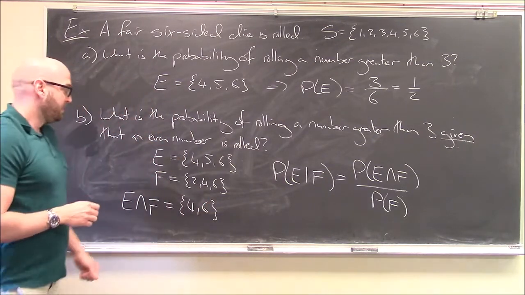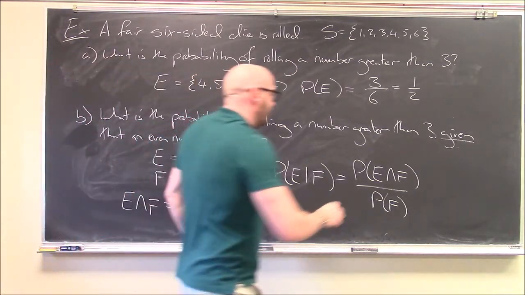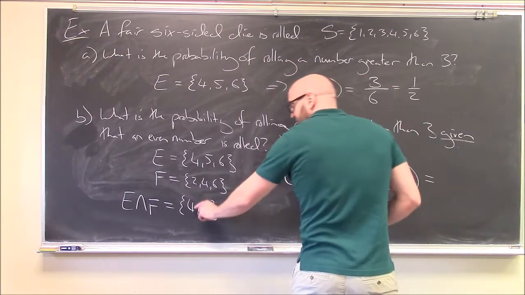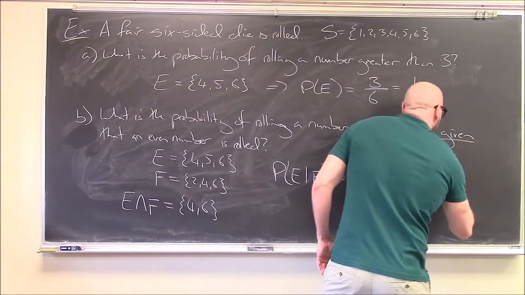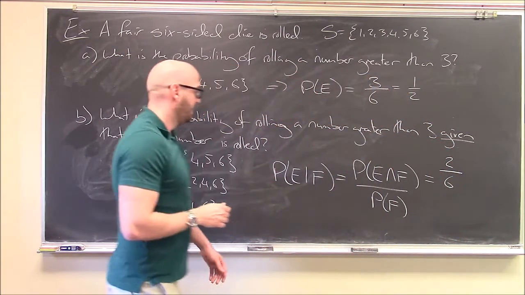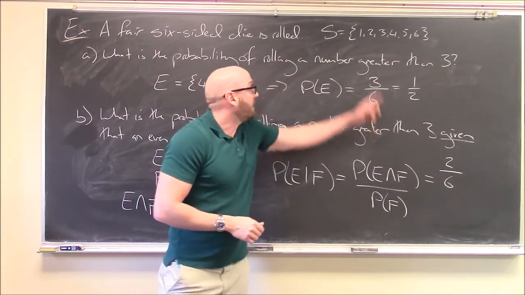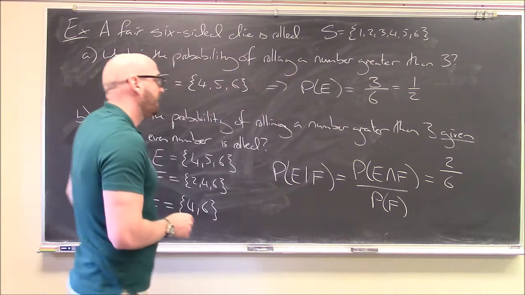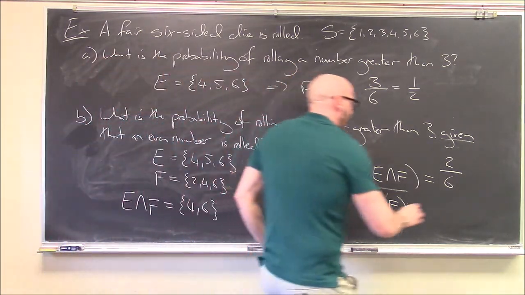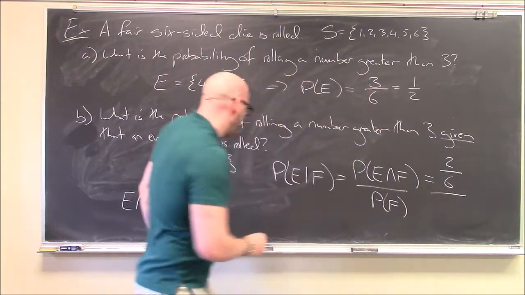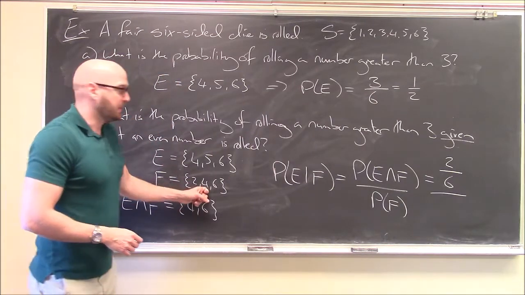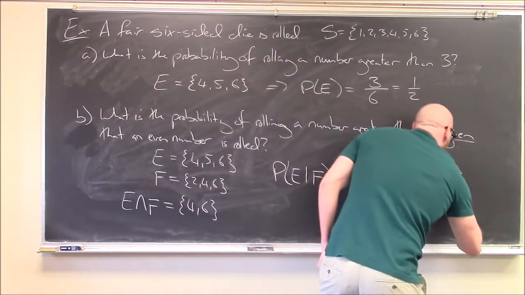Okay, so the probability of E intersect F is there's two elements in here, so 2 over 6. Right, it's the number of elements in E intersect F divided by the number of elements in the sample space. So 2/6 over the probability of F occurring. There's 3 elements in here, so the probability of F is 3 over 6.